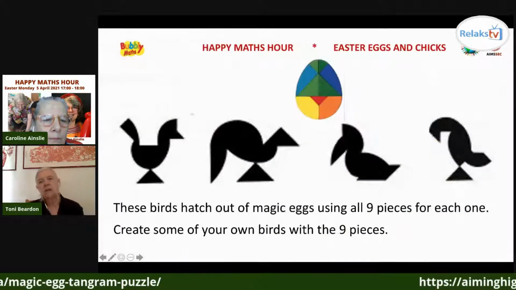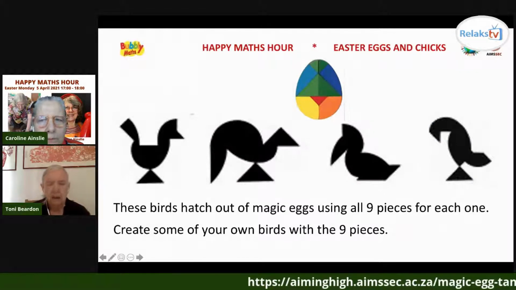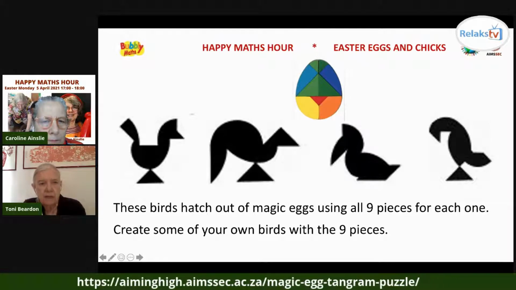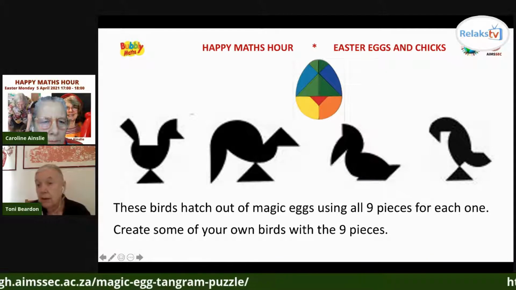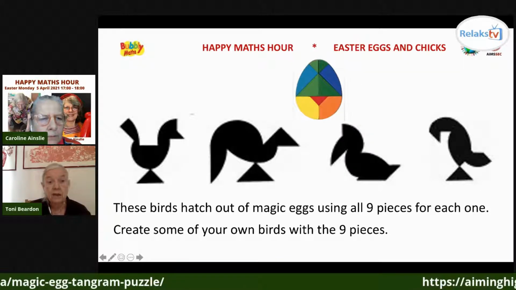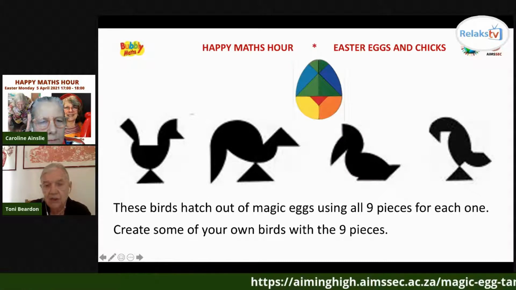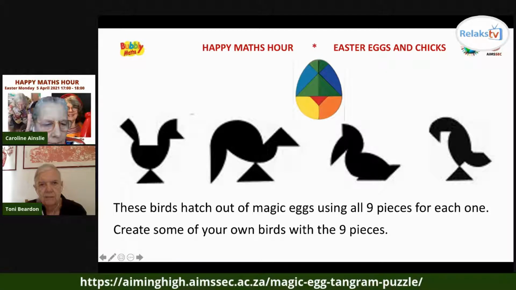Now, this isn't so easy because there aren't any white lines in there showing the edges between the different pieces. But these birds hatch out of magic eggs using all 9 pieces. And you can create some of your own birds. You can be really adventurous. No end to the number of different birds you can make from these pieces.